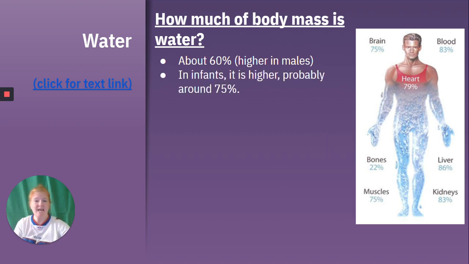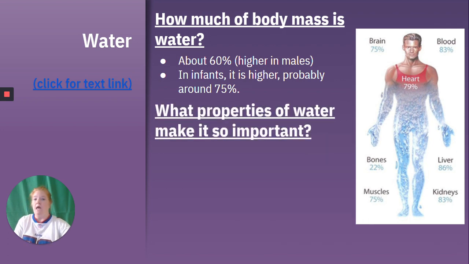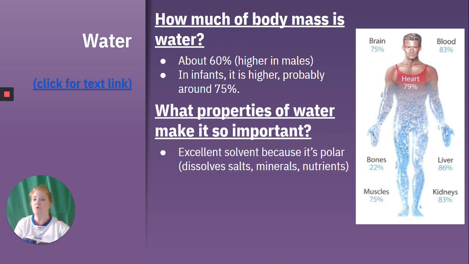In infants, it's higher, probably around 75%. And what properties of water make it so important? So if you look at the visual, you can see that your brain is roughly 3/4 water. Your blood is over 80% water. Your kidneys are also over 80% water. Okay, so what properties of water make it so important, so vital?